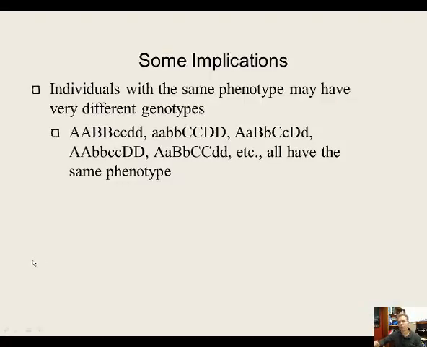So, some implications from quantitative genetics. Individuals with the same phenotype may actually have different genotypes, and we saw that with the eye color. Different genotypes could give the same eye color. For example, in this problem here, these genotypes all have 4 additive alleles. They would all have the same phenotype, and yet their genotypes are very different.